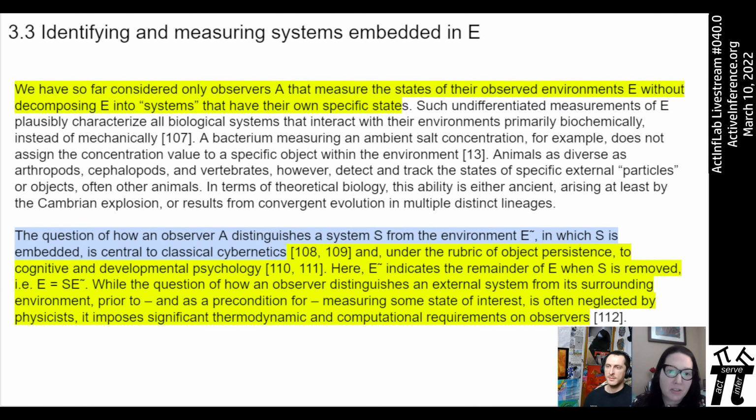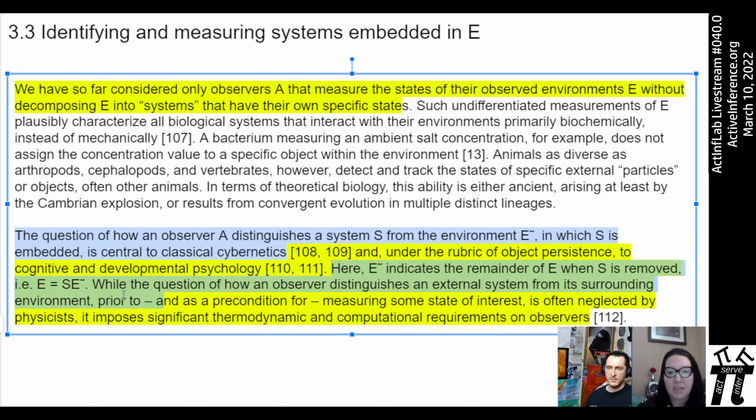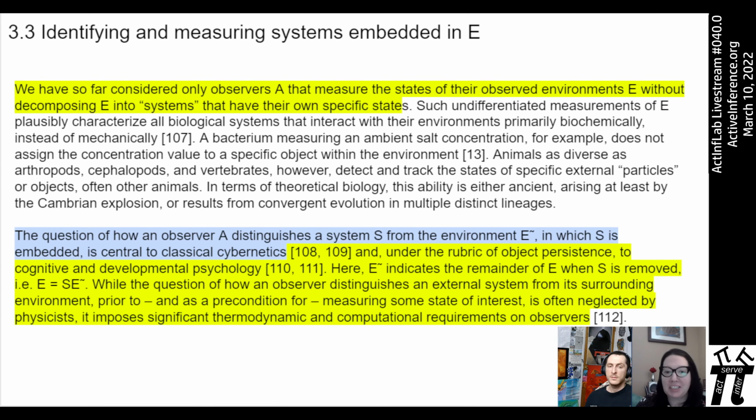So here they use a special delineation for an environment that indicates the remainder of E when other systems in the environment are removed. And the question of how an observer distinguishes an external system from its surrounding environment, prior to and as a precondition for measuring some state of interest, is not something that people traditionally address, because it is thermodynamically and computationally difficult, demanding special requirements on the observers.